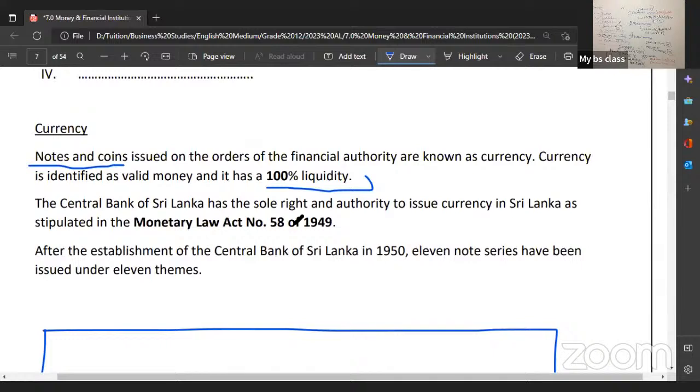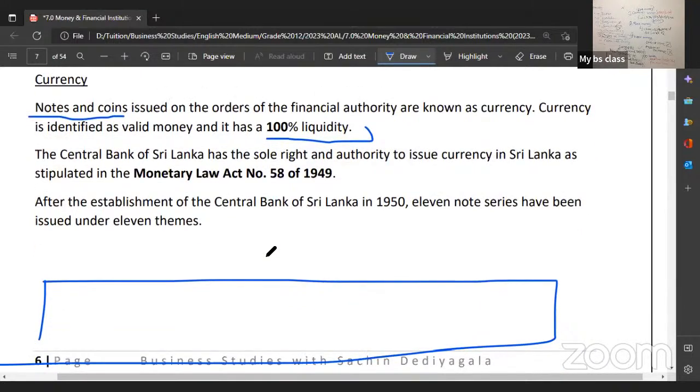The Central Bank of Sri Lanka has the sole right and authority to issue currency in Sri Lanka as stipulated in the Monetary Law Act number 58 of 1949.